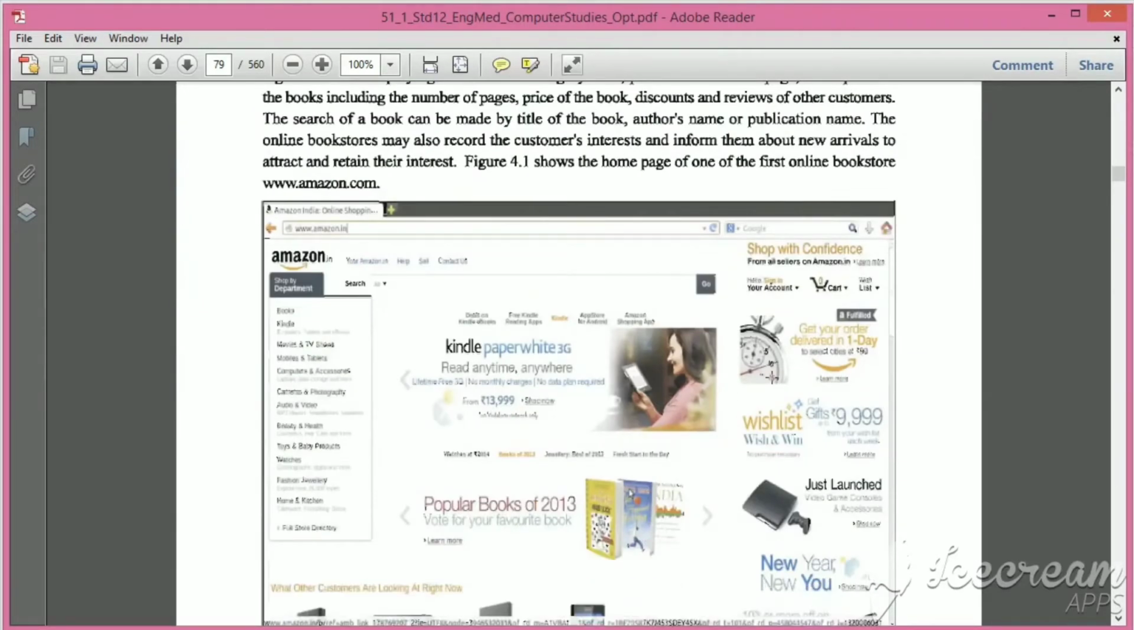See students, this is the website where we can purchase our book. The name of that website is Amazon. The address of this website is www.amazon.com. Students, www.amazon.com is a popular website for purchasing books online.